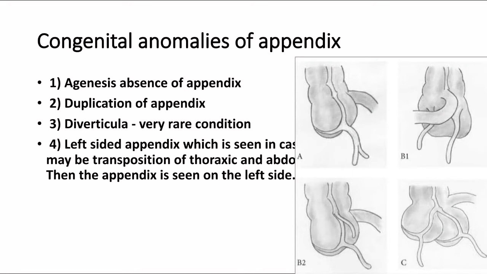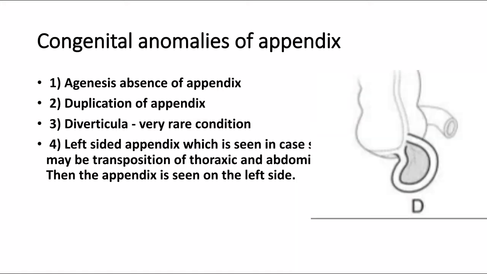This is a picture showing different types of duplication of appendix. Type A, that is single cecum with one normally localized appendix exhibiting partial duplication. B1, you can see 2 appendix located symmetrically on either side of the ileocecal walls. In B2, you can see one appendix arises from the cecum at the usual site and the second branches at varying distance along the taenia from the first. In C, you can see double cecum and double appendix. This picture shows diverticula of appendix.